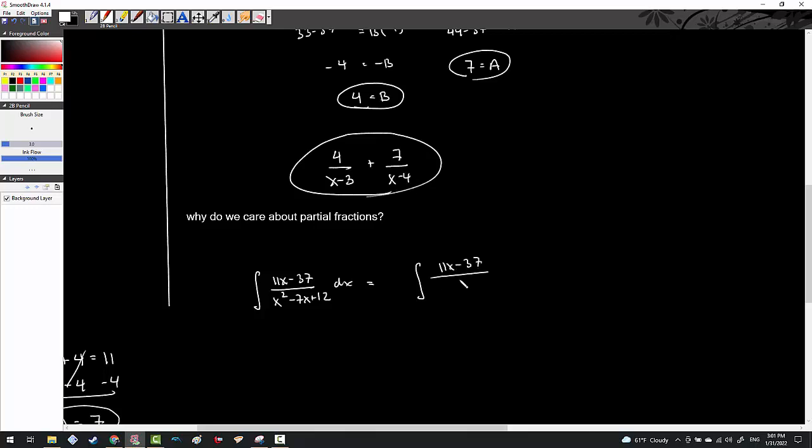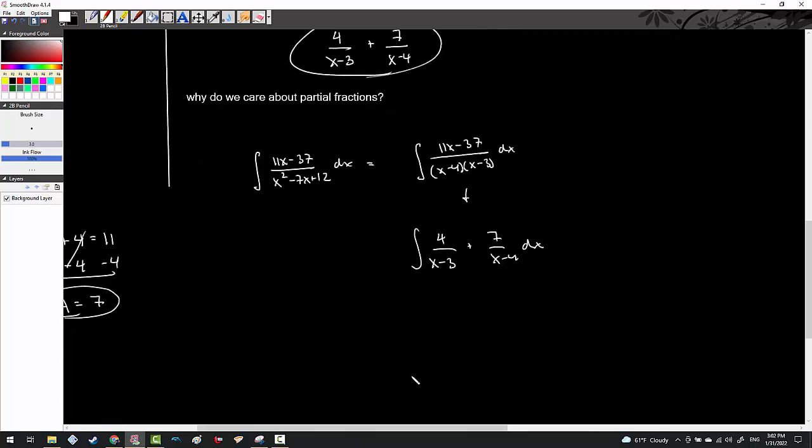So 11x minus 37 up top over x minus 4 times x minus 3 dx. Now, via partial fractions, we just extrapolated that this expression inside the integral can become 4 over x minus 3 plus 7 over x minus 4 dx, which is a pretty easy integral to have, because now you've got 4 times the natural log of the absolute value of x minus 3 plus 7 times the natural log of the absolute value of x minus 4, and then plus c.